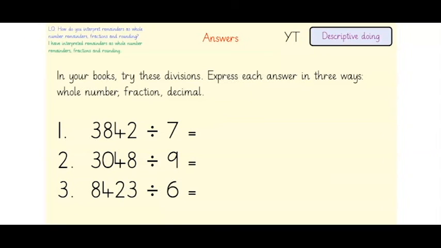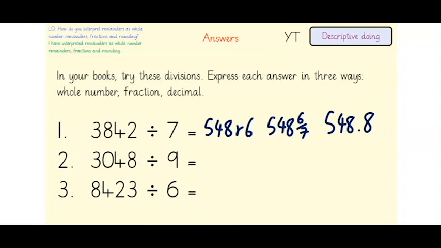So question number 1, 3,842 divided by 7. That would give us an answer of 548, remainder 6. Now, giving that as a fraction would be 548 and 6/7. Now, using your grid, hopefully you would have seen that 6/7 would work out to be 0.857.